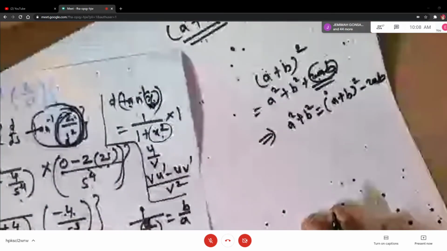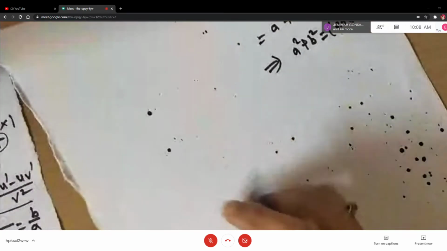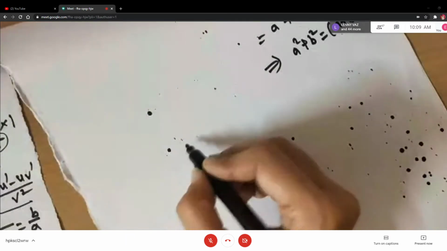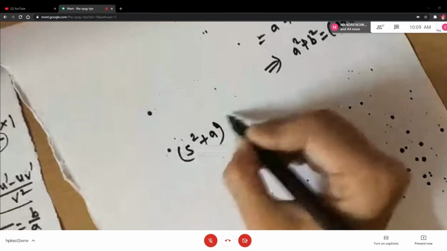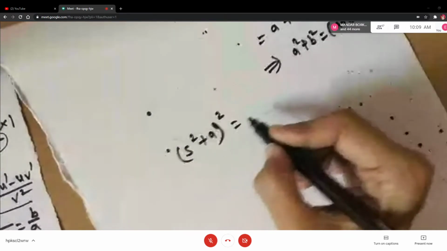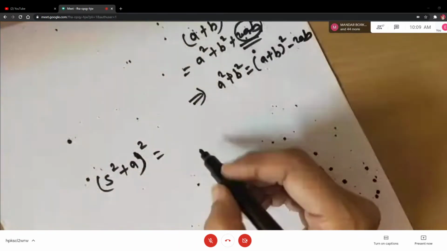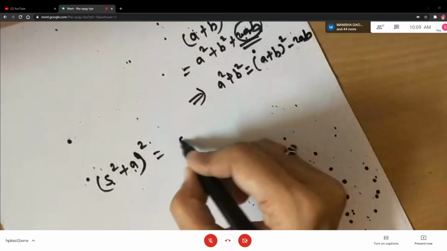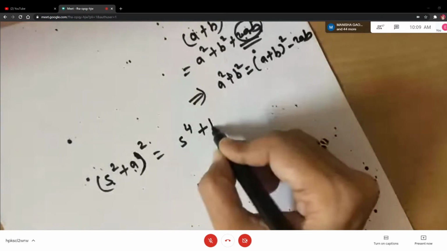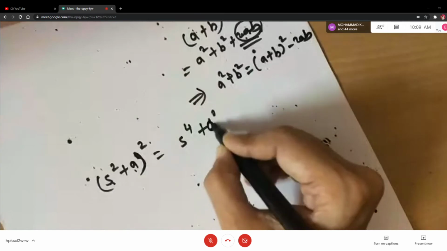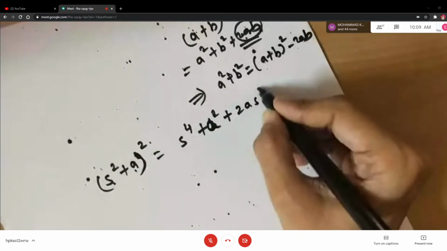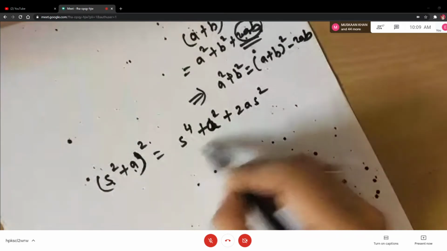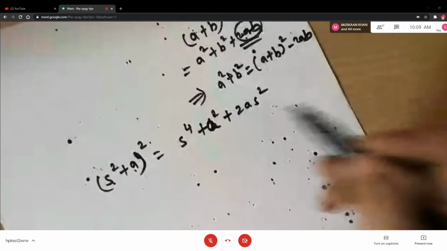So here also I'll explain if you are getting confused. See what we got here: s square plus a, the whole square, we got, right? You can see, all of you, right? a plus b the whole square is what? a square plus b square, b square means a square here, plus 2ab, means 2a s square. This you know, correct? Now for what do you want substitution?